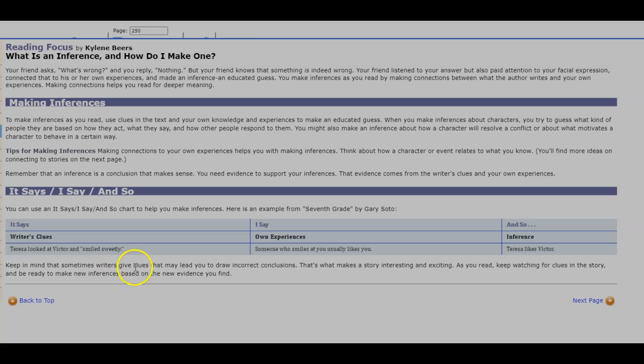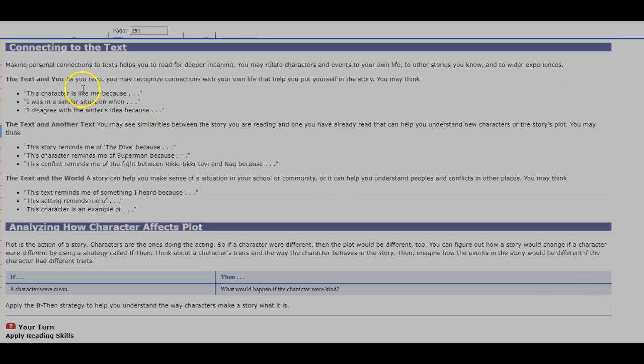Keep in mind that sometimes the writer gives clues that may lead you to draw incorrect conclusions. That's what makes a story interesting and exciting. As you read, keep watching for clues in the story and be ready to make new inferences based on the new evidence that you find.